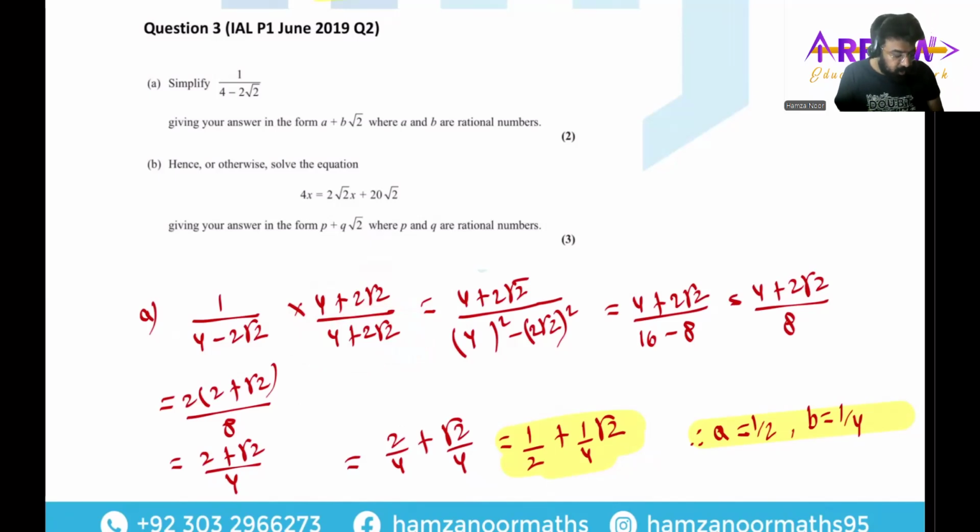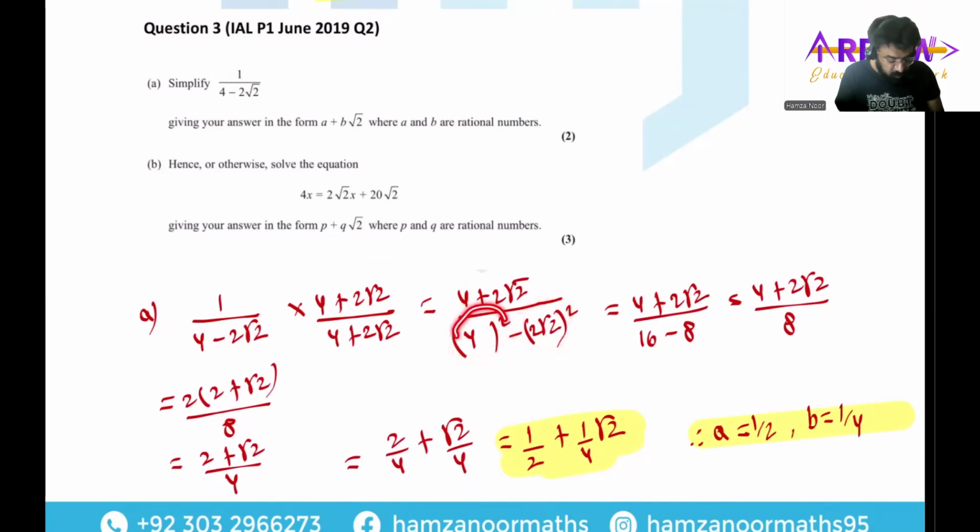Right now, the denominator is an irrational number. The denominator is in surd form. We need to rationalize the denominator. So in the numerator, we have 4 plus 2 root 2, divided by a minus b multiplied by a plus b, which is a square minus b square.